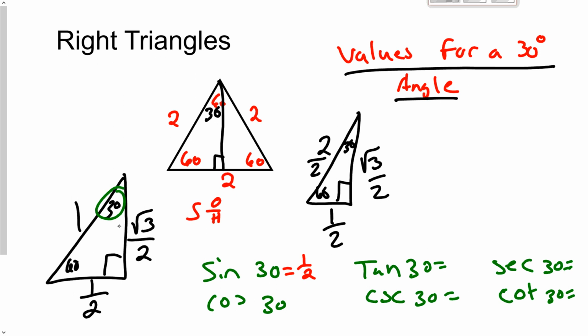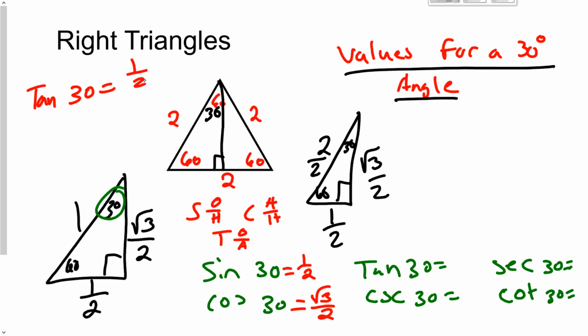And cosine of 30 is adjacent over hypotenuse. The adjacent side is the side connected to the angle, but not the hypotenuse. So that's √3/2 divided by 1, so that is √3/2. Tangent is a little bit trickier, right? Because tangent is opposite over adjacent. So tangent of 30 is equal to opposite over adjacent.